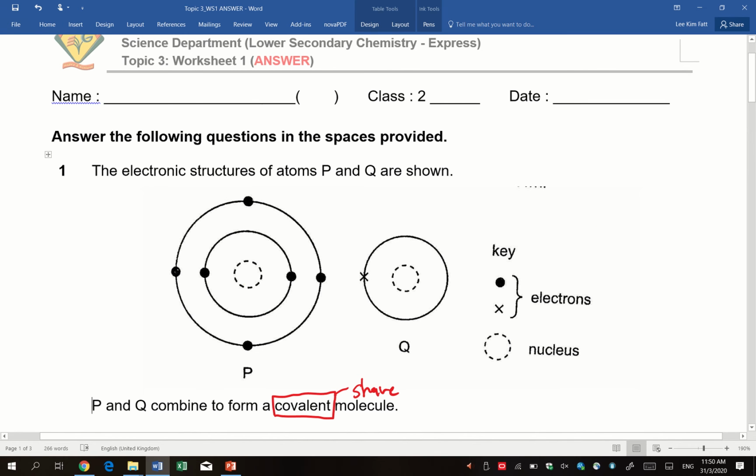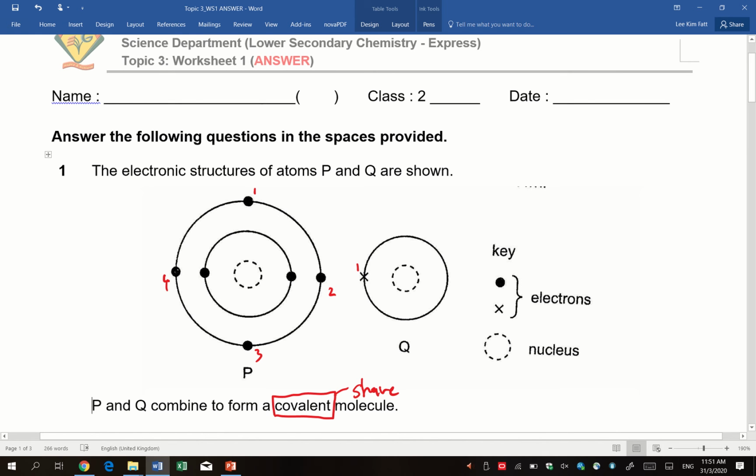Your atom P, normally in the center of your dot and cross diagram, is represented by a P or a Q in the center. But in this case, the dotted circle actually represents the nucleus. Normally we don't draw it this way, so just take note. For P, I have a total of 1, 2, 3, 4 valence electrons. All 4 valence electrons are unpaired. And on the atom of Q, I have 1 valence electron.